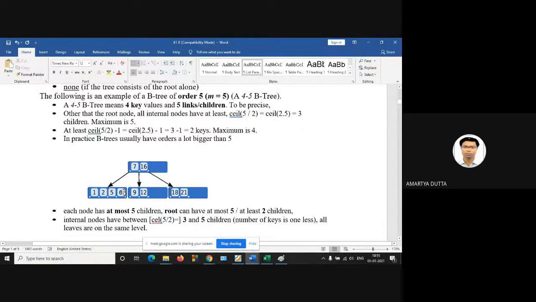Is it clear? Yes, sir. Here 7 and 16 are K1 and K2 for this particular root node. Let this be the root node. So 7 is K1 and 16 is K2. Now look carefully. These nodes 1, 2, 5, 6 are all less than 7. The middle node containing 9 and 12 is between 7 and 16. Similarly, these, 18 and 21, are greater than 16.